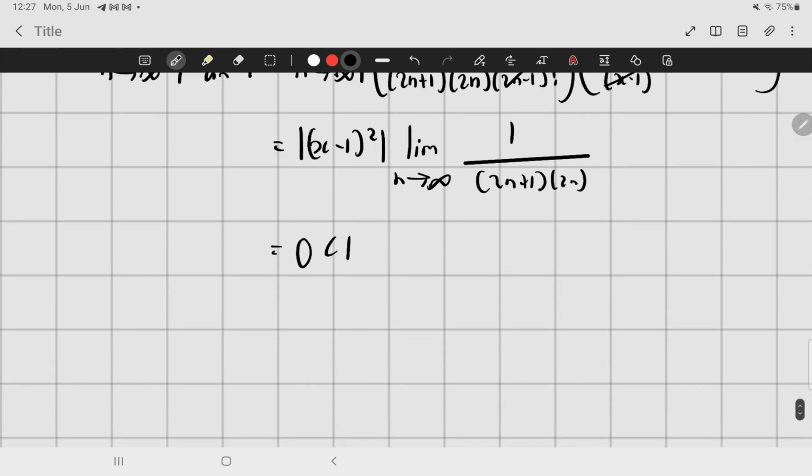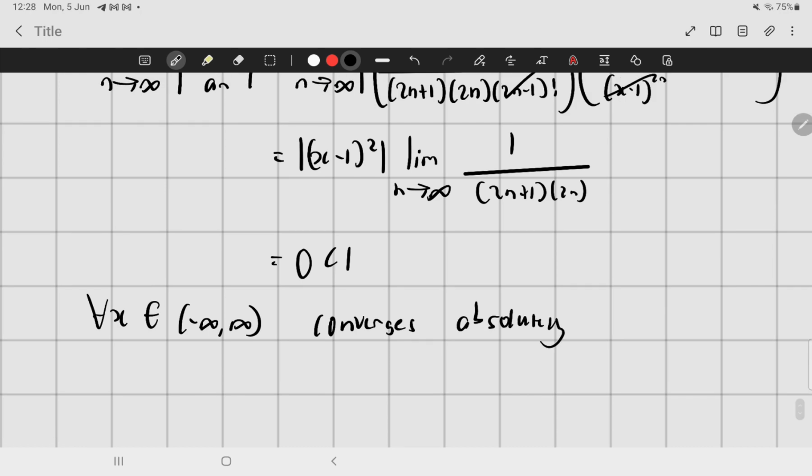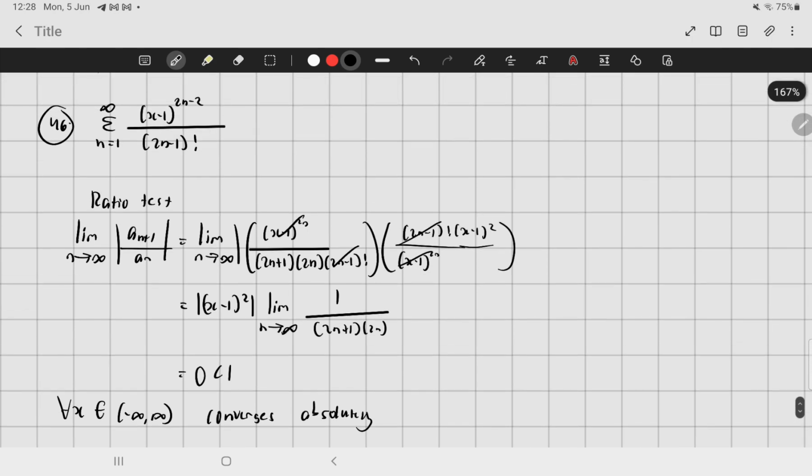So what does this mean? For all x, it converges absolutely. Nice. So any x, it converges absolutely, if I'm not mistaken. Yes, it converges for all of them.